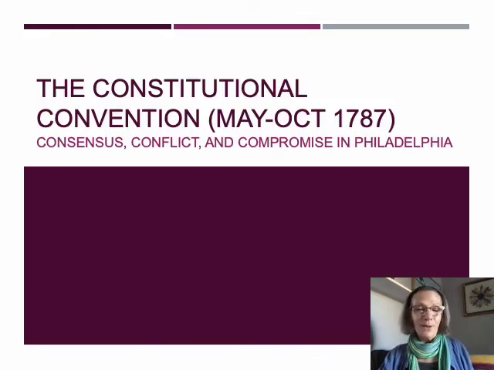It was in Philadelphia in the state of Pennsylvania where the Constitutional Convention was held, in the summer and early fall of 1787. As your textbook points out, there was some consensus on what delegates agreed upon at the convention. There was conflict, and then clearly there was compromise as well. But before we move forward and look at what happened at the Constitutional Convention, let's look at an outline of the major articles within the Constitution itself.